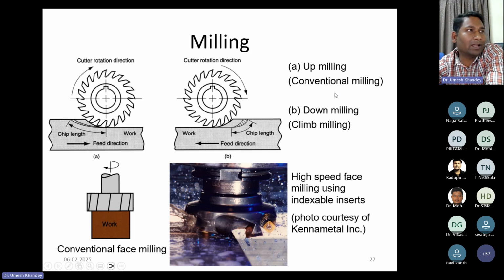Next, in milling, this up milling and down milling concept will always be there. If your cutter is moving in a clockwise direction, and along the same direction you are moving your workpiece, that is the case of down milling. If you are feeding your workpiece against the rotation, that is your up milling case. That is conventionally used in the initial stage. So conventional face milling is there. Here is the pictorial view of high speed face milling using indexable inserts.